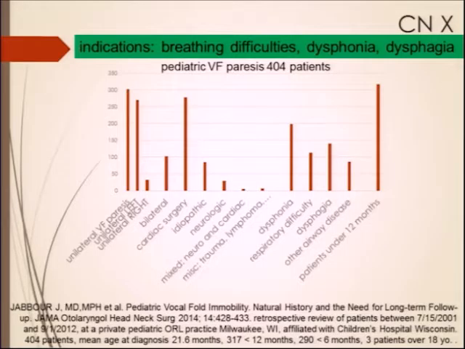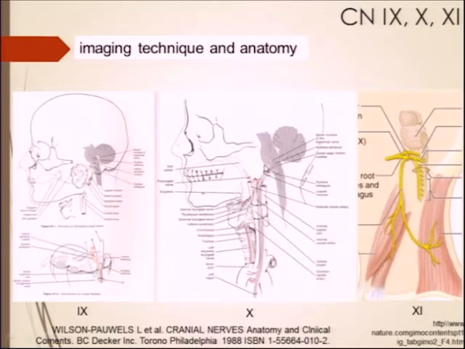Probably the most frequent referral to us is going to be for evaluation of patients with vocal fold paresis. In this study of 400 and some patients, most patients present under 12 months with vocal fold paresis. Most of those cases are unilateral, and by far and away, most of them are secondary to cardiac surgery, although there are some neurologic cases that will come to us for imaging.